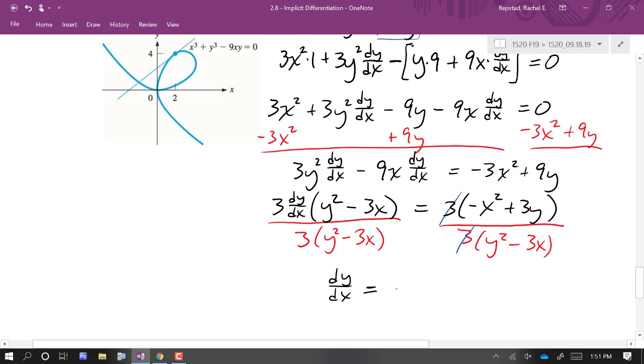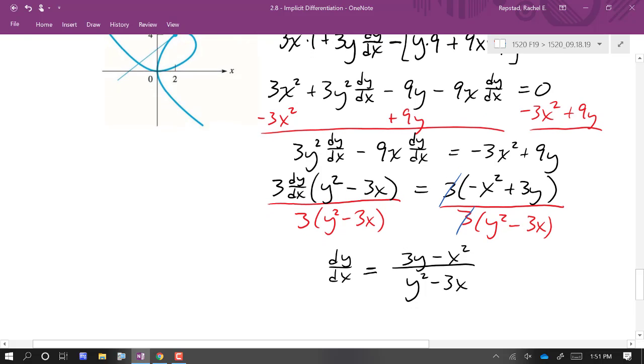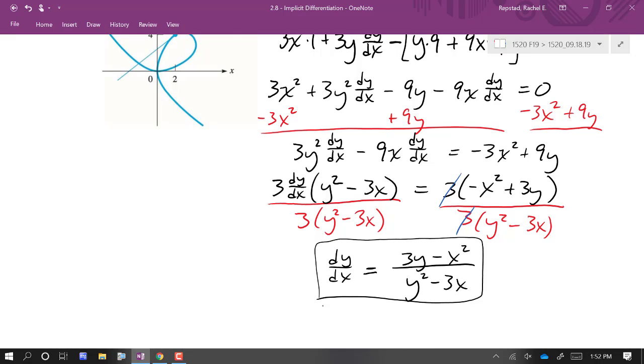is, let's see, I think I'll switch around. I'll call that 3y minus x squared, just because I like leading with a positive coefficient, over y squared minus 3x. So there's dy dx. That's not the final answer they want us to get to, but it's necessary, because what they did want us to find was the slope of the tangent line at the point they gave us. So you can just plug in x and y.